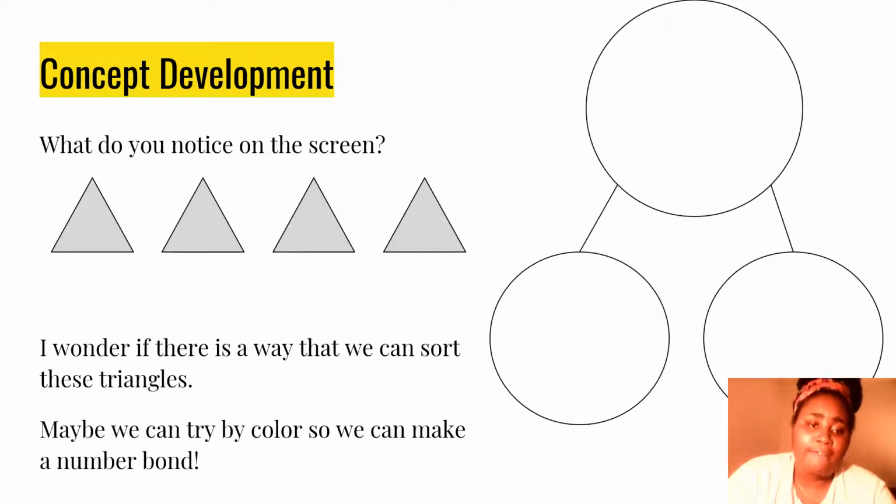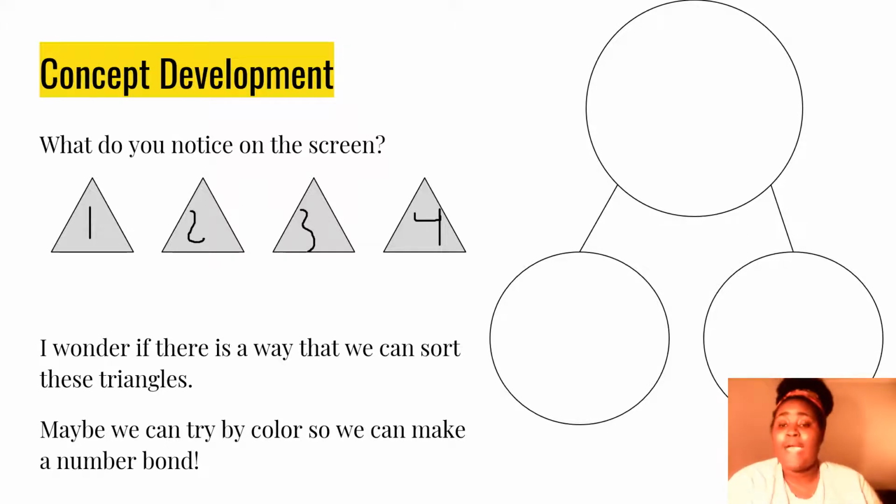We have 1, 2, 3, 4. We have 4 triangles. But looking at those triangles, it doesn't look like any of those triangles are different.